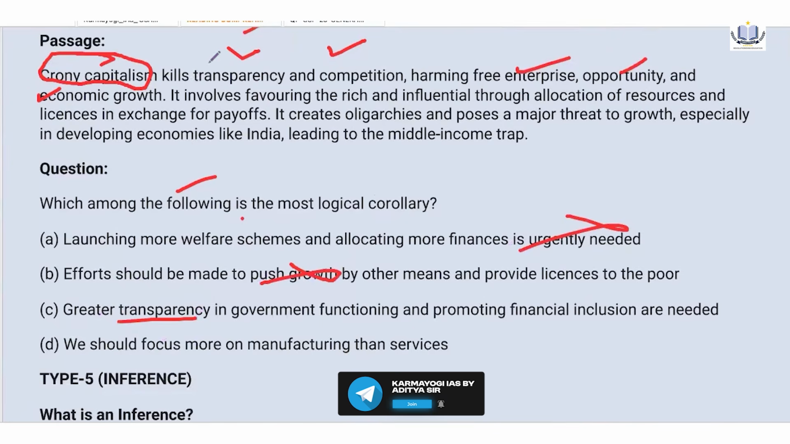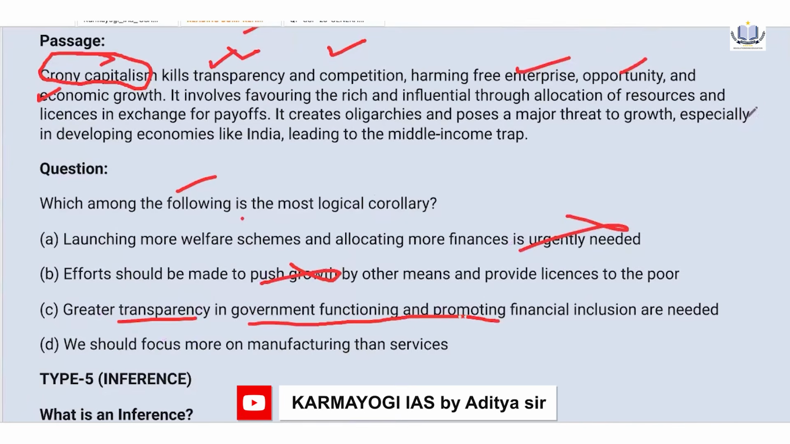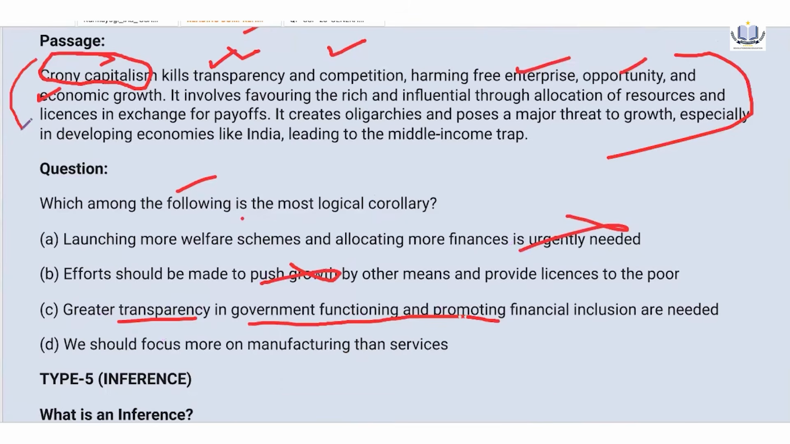Greater transparency. Here they have started from transparency itself in government functioning, and promoting financial inclusion is needed because they want that the resources are not something which should be cornered by the rich and influential people. This is reiterated and discussed in the passage, and logically it follows because it is providing a kind of solution. Option D, we should focus more on manufacturing than services. Nowhere discussed in the passage. So option C will be correct.